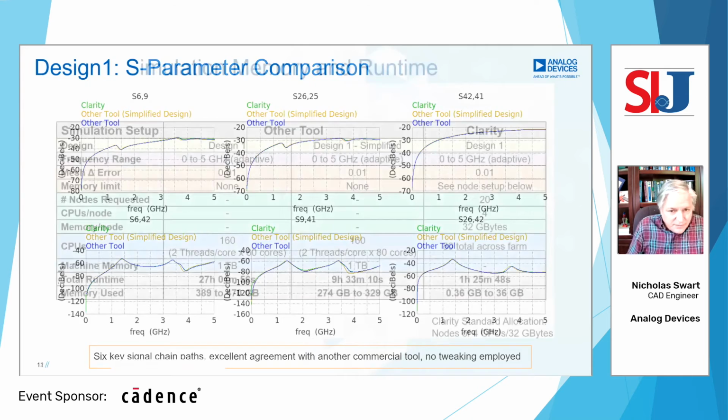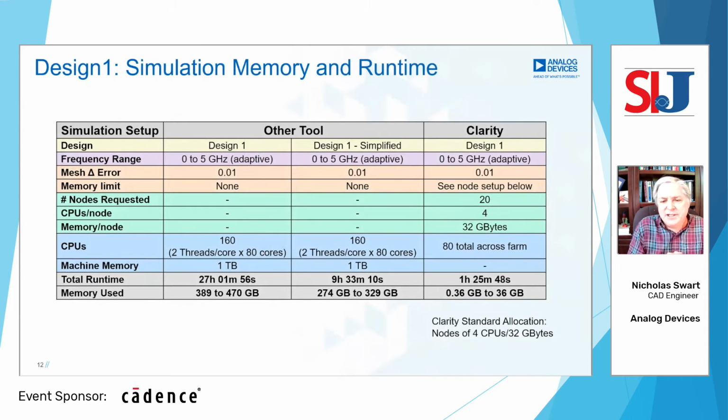Okay. So this table summarizes the simulation results, the performance results. Now, design one, this is the design we're looking at. I have here design one simplified in this section of the table called other tool, which is the other tool. And design one simplified was just that same design where the geometry was slightly simplified to try and improve the simulation time when using that other tool, because we saw very, very slow simulation time when we used the design as it was. Okay, and we'll look at those numbers in a moment.